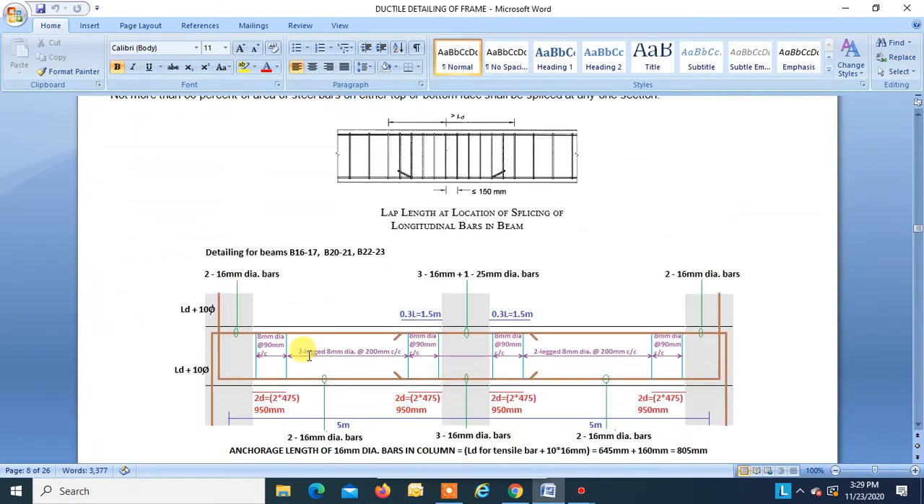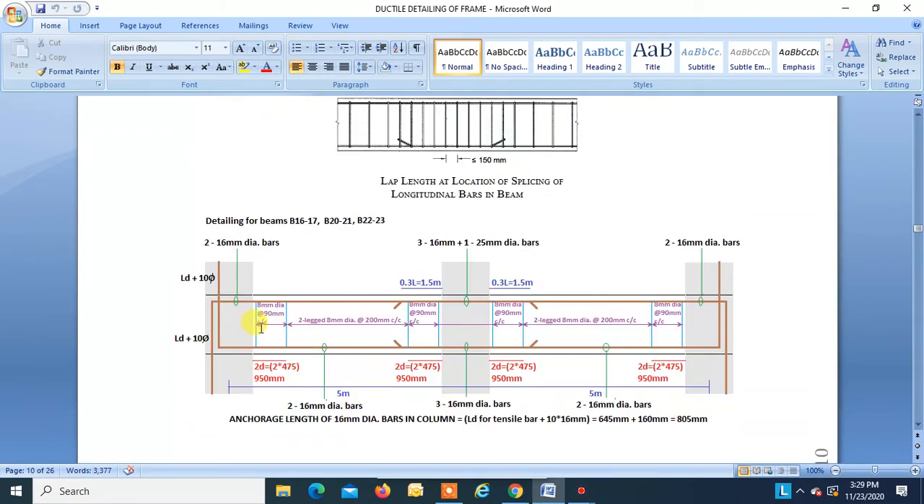So let us see the detailing. This is the left hand support, distance 2d. The spacing is 2-legged 8 mm dia at about 90 mm center to center. So this is how we get this.